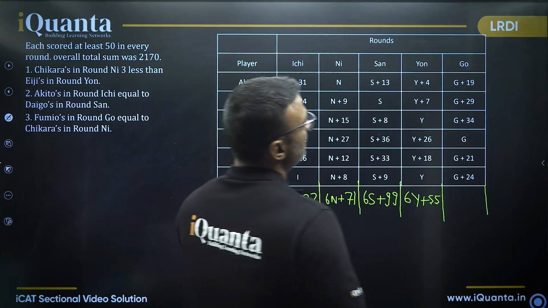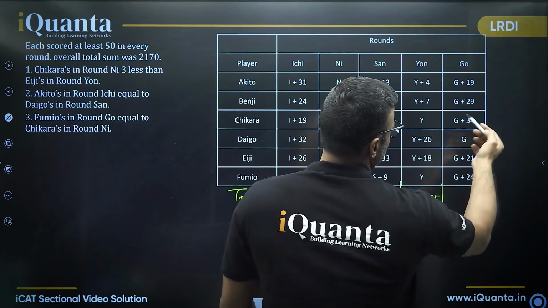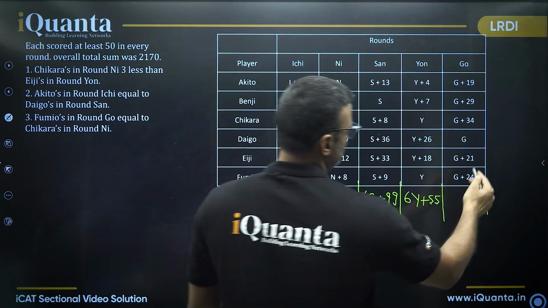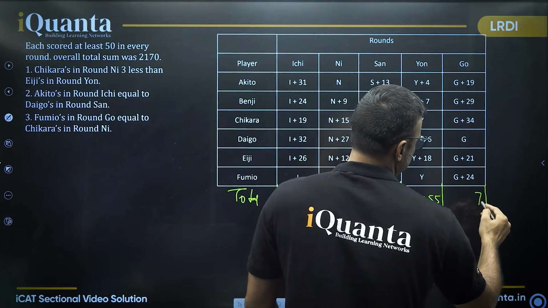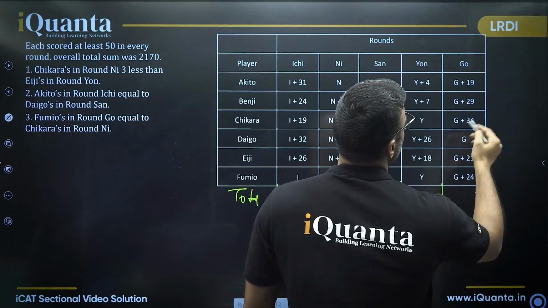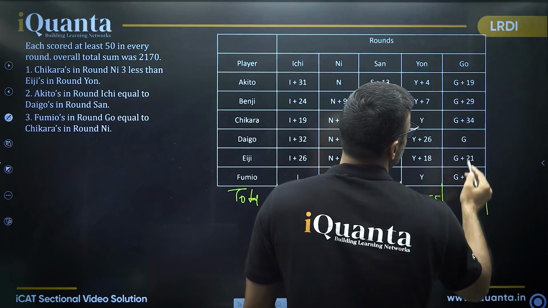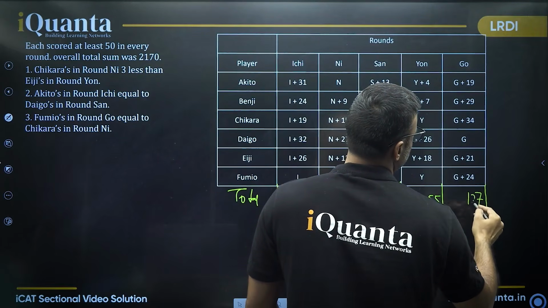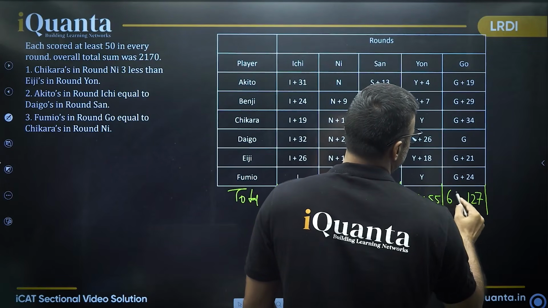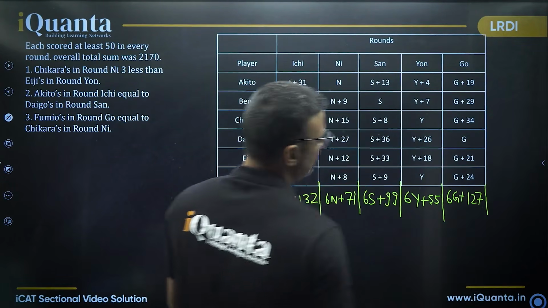Okay. 9 and 9, 18 and 4, 22, 23 and 4, 27. Check it again. 5, 9, 18, 27, 2, 2 and 1, 3 and 2, 5 and 3, 8 and 2, 10 and 2, 12, 127. And we have 6g plus 127.